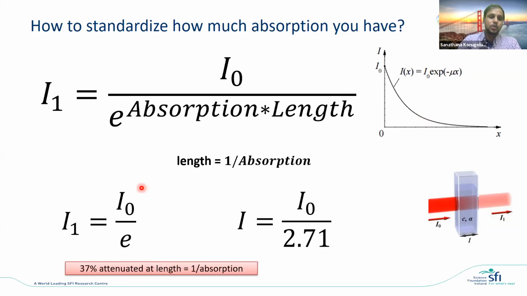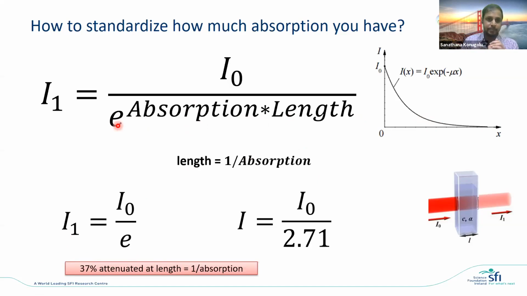So simply you have attenuation of 37%. So when you say absorption of 0.1 or 1 centimeter inverse, it simply means you will lose 37% of light when the light travels into the medium by 1 centimeter. That's what it is.